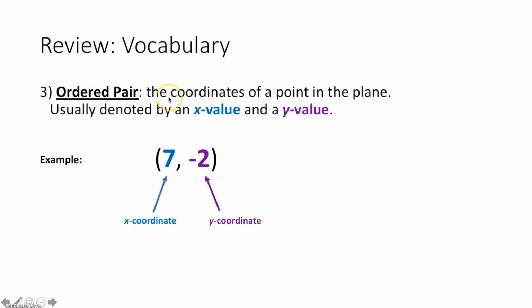An ordered pair is the coordinates of a point in the plane. They're usually denoted by an x value and a y value. And here you can see in between two parentheses, we have a (7, -2). The 7 represents the x coordinate, whereas -2 is going to be our y coordinate. This tells you where to plot a certain point on the coordinate plane.